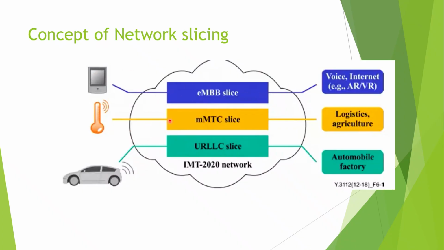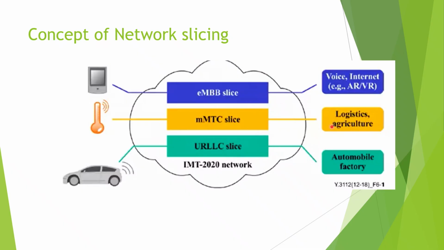Here three PDU sessions are established and each one is assigned to a different slice: eMBB slice, mMTC slice and URLLC slice. eMBB is for voice and internet and AR/VR applications, and mMTC slices are allotted for logistics and agriculture, and URLLC, ultra reliable low latency service, is required here. So this is where automobile factory services are given. So each slice is assigned for different applications.